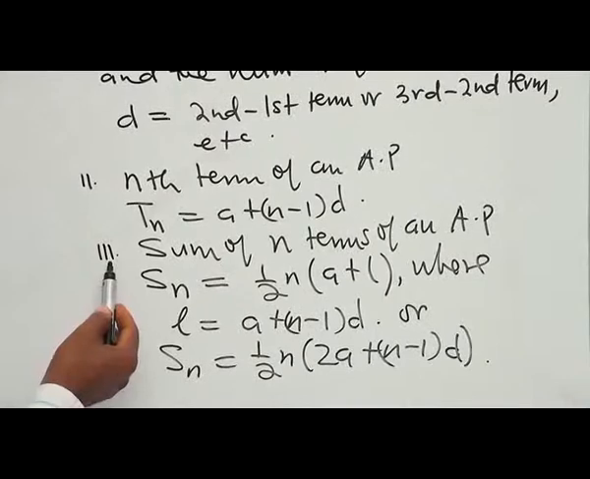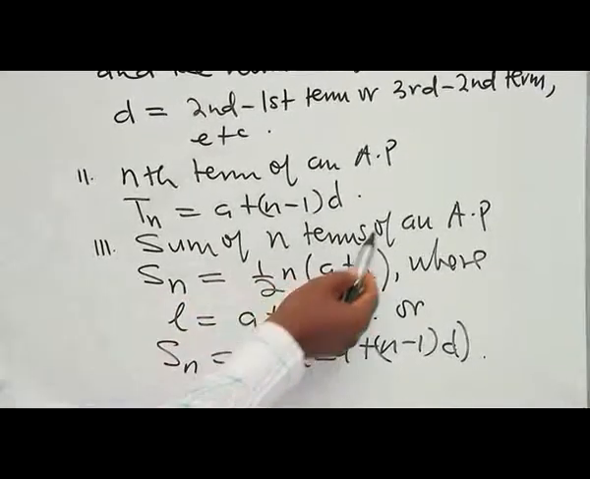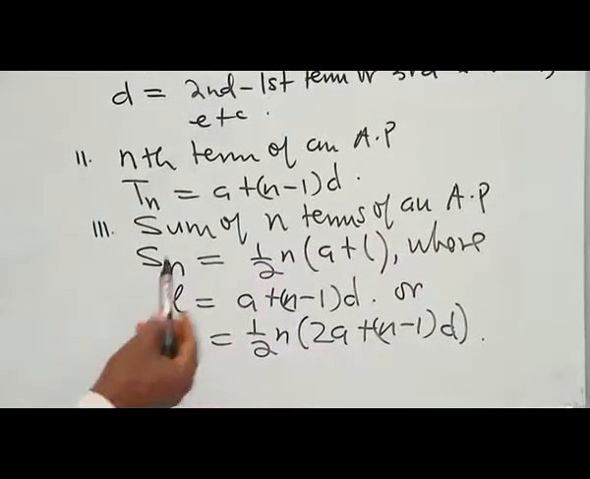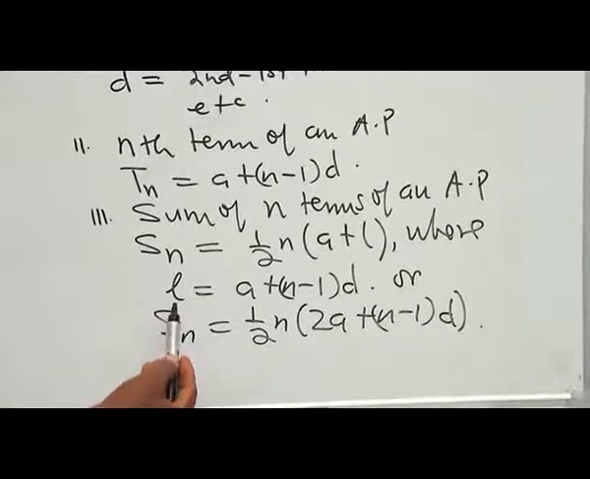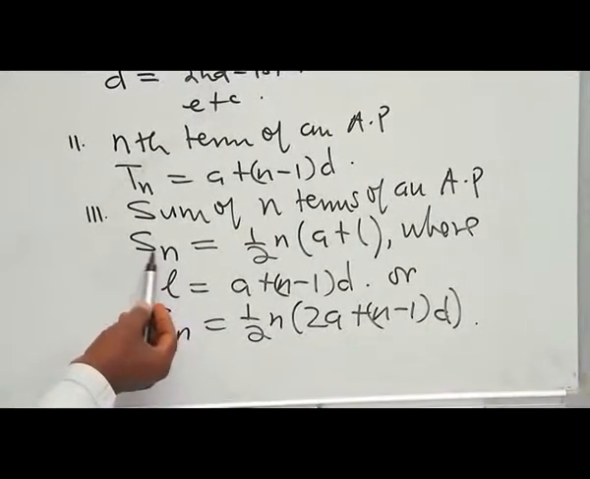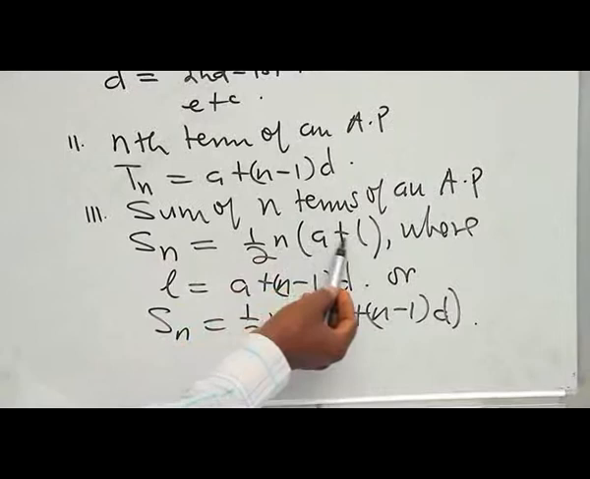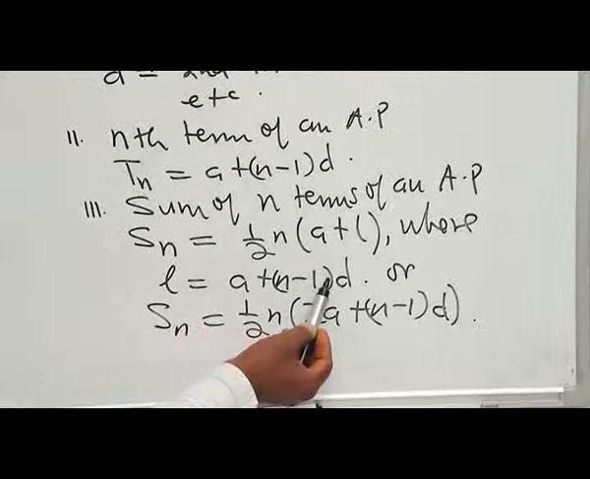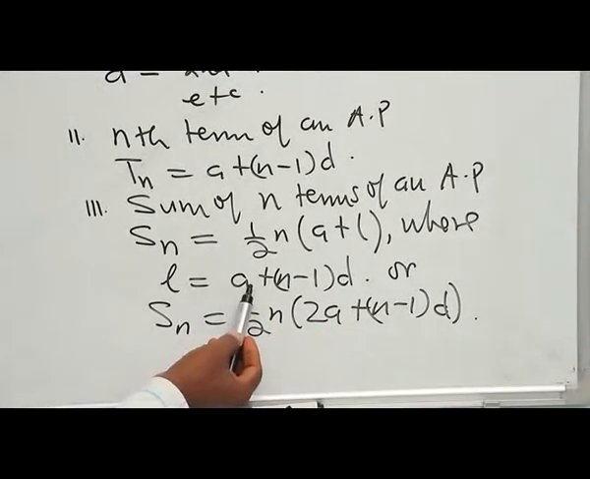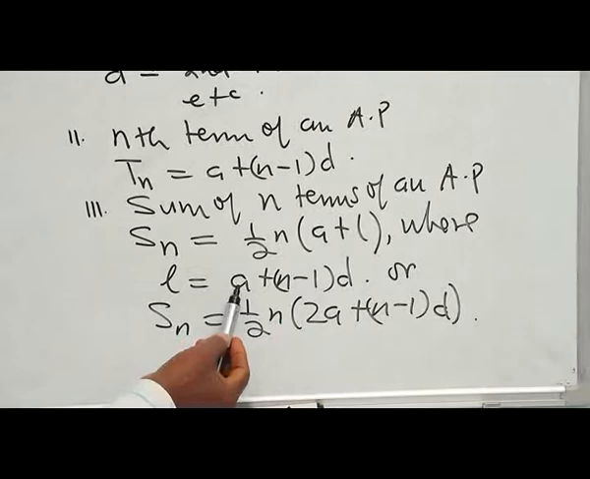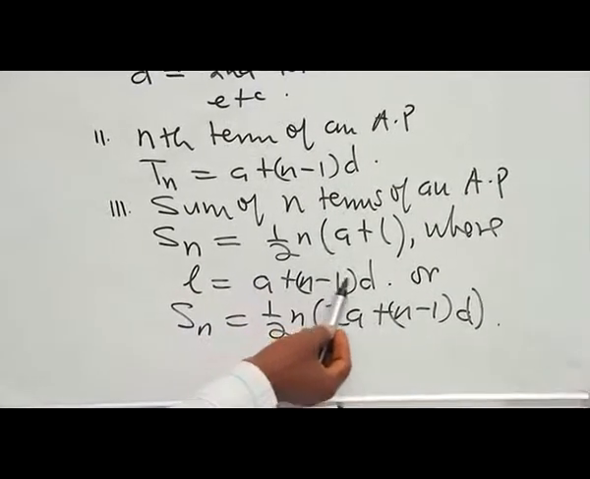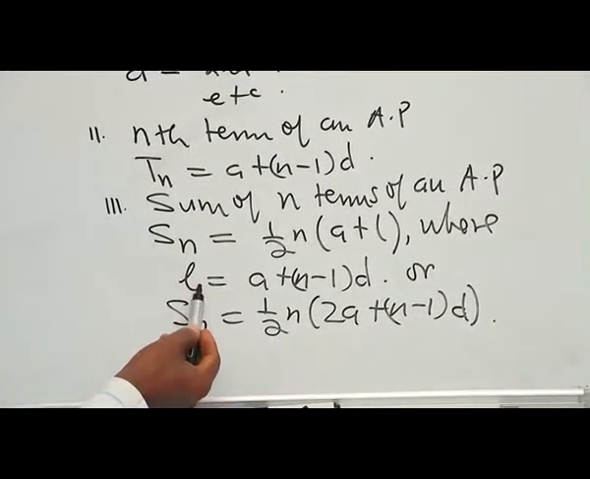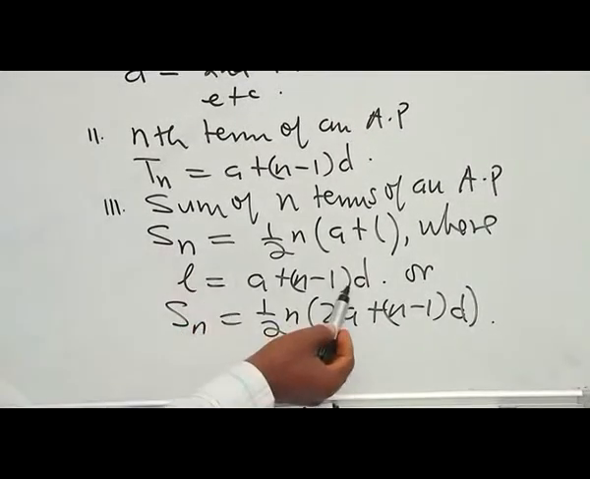The third point here is the sum of n terms of an AP. How do you find the sum of n terms of an AP? There are two possible formulas we can use. The first one is the sum of n terms equal to half n into (A plus L), where L here is the last term of that progression or sequence. That last term is calculated by A plus (n minus 1) times D. The last term is the same thing as the nth term, so Tn and L are actually the same.